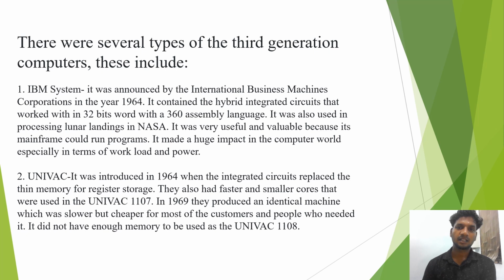There were several types of third generation computers. These include the IBM System 360. It was announced by International Business Machines Corporation in the year 1964. It contained hybrid integrated circuits that worked with a 32-bit word and a 360 assembly language. It was also used in processing lunar landings at NASA. It was very useful and valuable because its mainframe could run many programs. It made a huge impact in the computer world, especially in terms of workload and power.